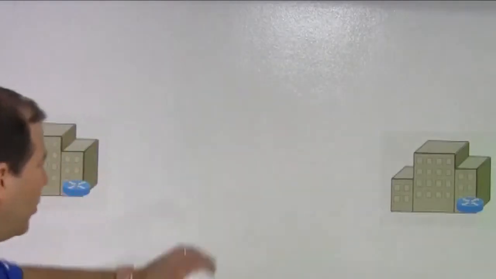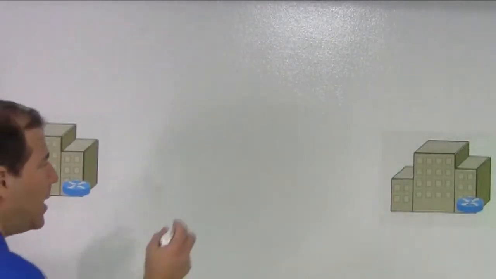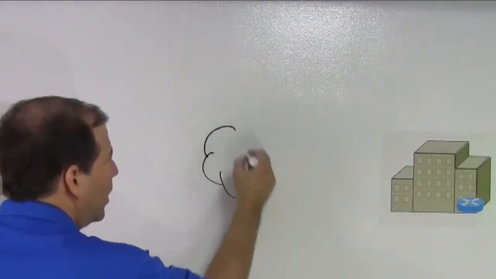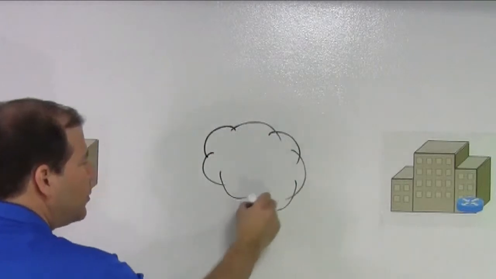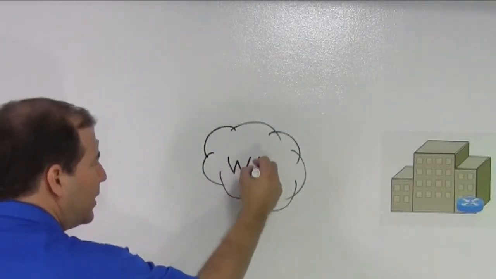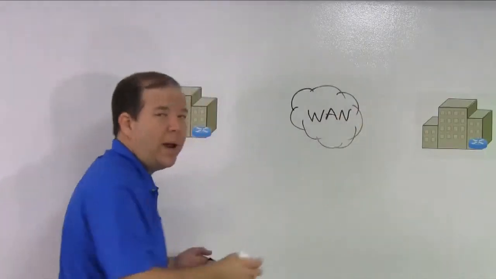Speeds can vary. We might have, towards the lower end, a T1 circuit that runs at 1.544 megabits per second. Maybe we have an ATM OC3 circuit. The way we draw this is we put a cloud in the middle. This cloud represents the service provider's cloud, and I'll just label that WAN for WAN.